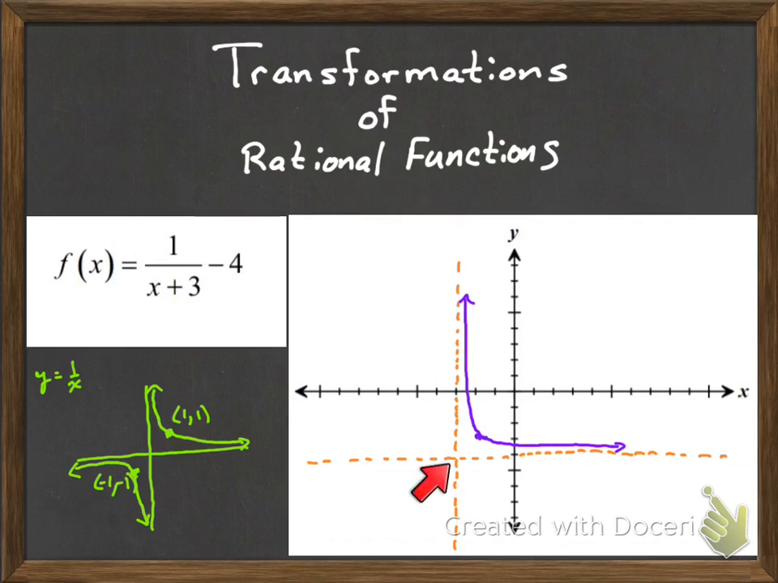I can also go the other direction, diagonal to it, which means left 1 and down 1 to get another point that is on the rational function. And our graph comes from this asymptote going through that point and towards the other asymptote.